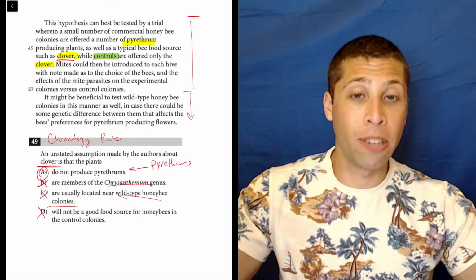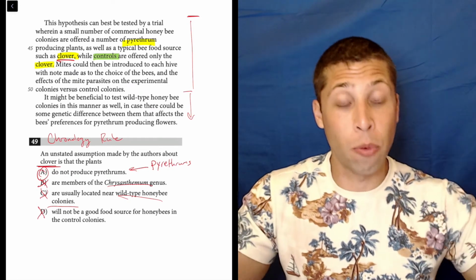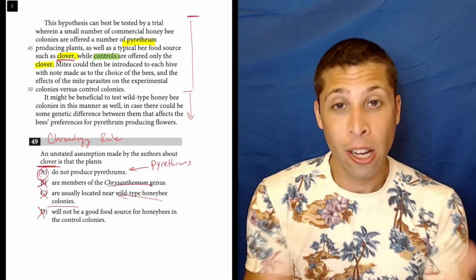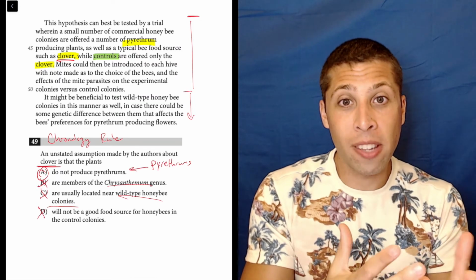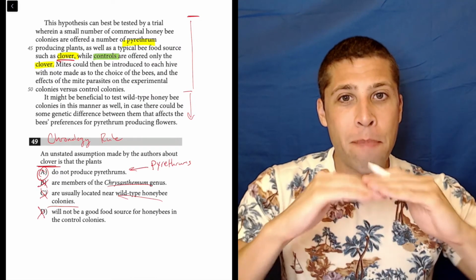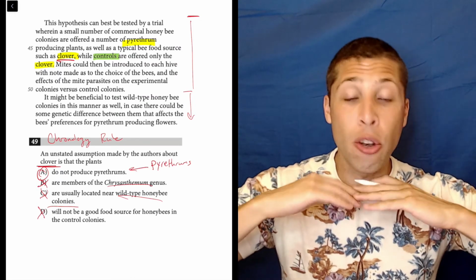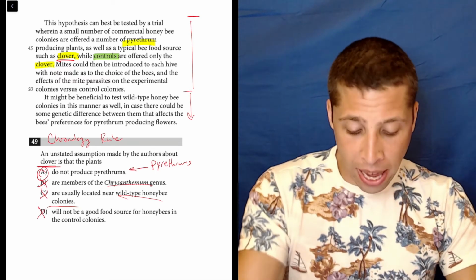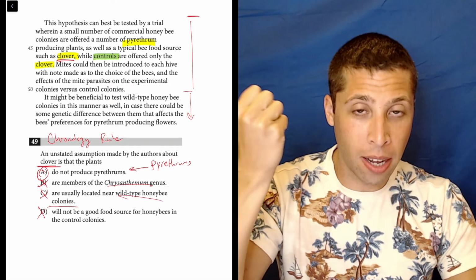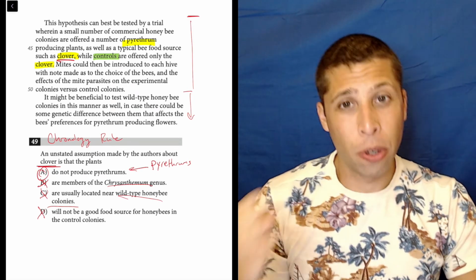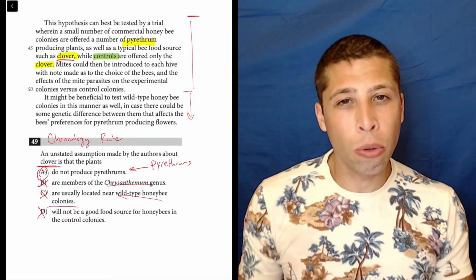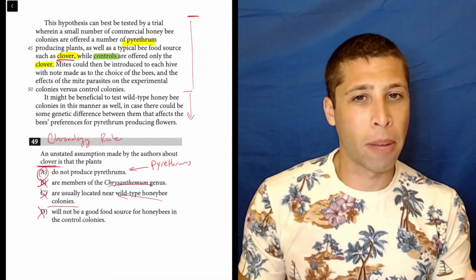So you'll have some bees that have eaten pyrethrums and others that won't, and then we're going to give them both a mite infestation and see what happens, okay? So the control is this kind of baseline. It's meant to be like the normal situation. And so it must be the case that the clover does not produce pyrethrums. Otherwise, there would be no difference between these two groups, the control and the experimental, right?